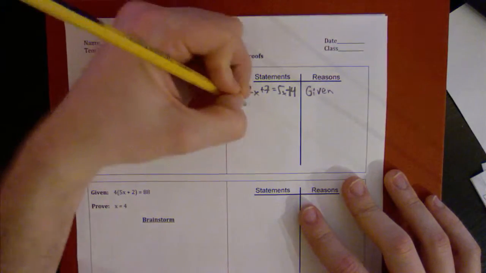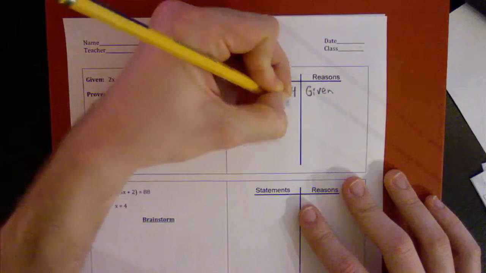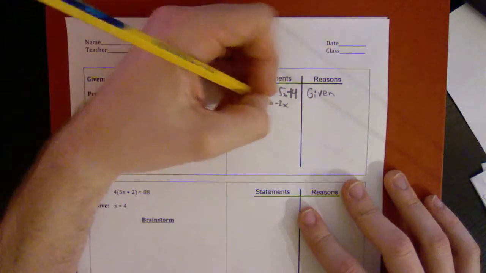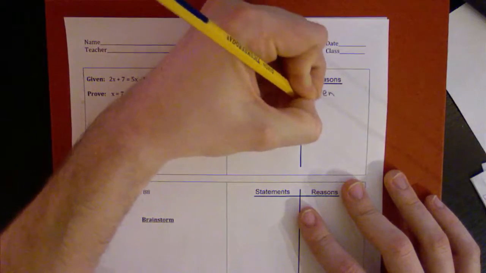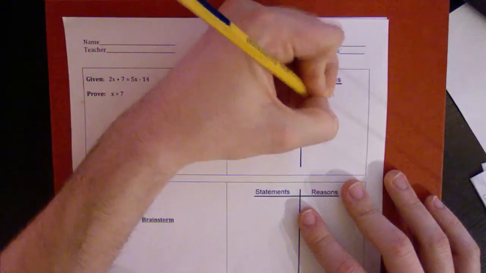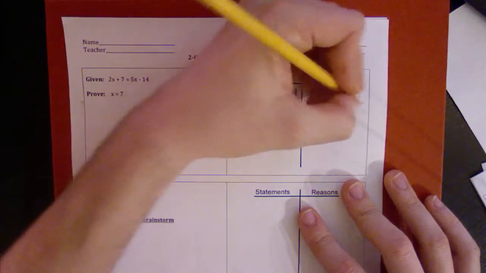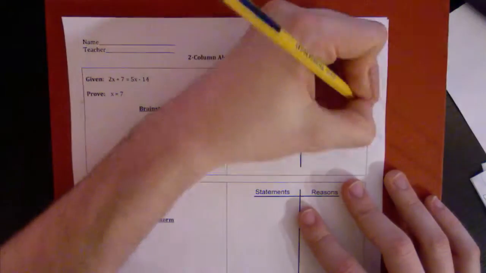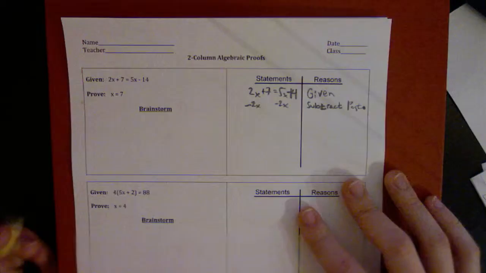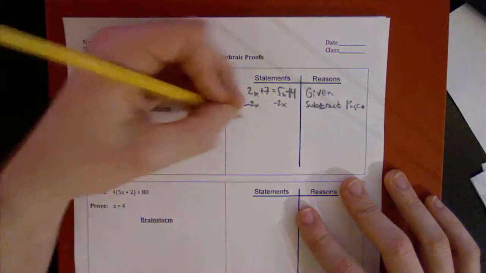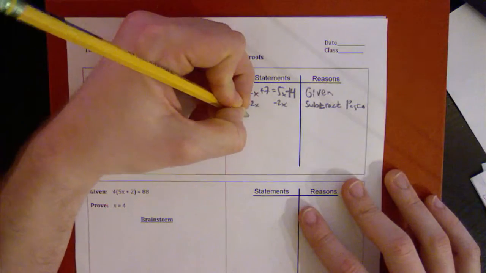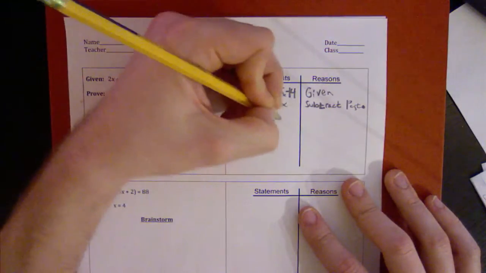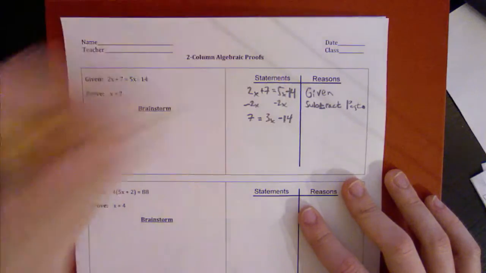Next, I'll just start solving this equation. Well, I'll take away 2x from both sides. You don't need to do it in this order. You can do it in a different order. And the reason I'm going to do that is the subtraction postulate. Subtract postulate is why I'm allowed to do that. I'll put a little dot to show that we're not writing that entire word down. And that's going to leave me off with 7 plus 5x minus 2x is 3x minus 14.